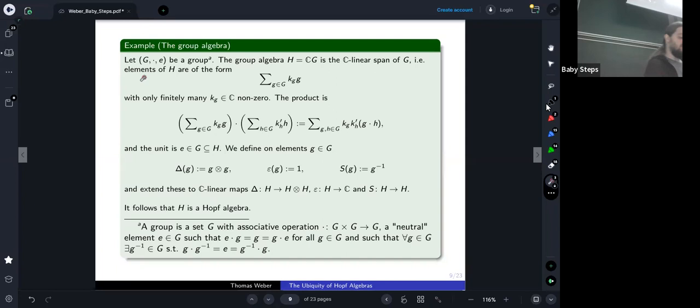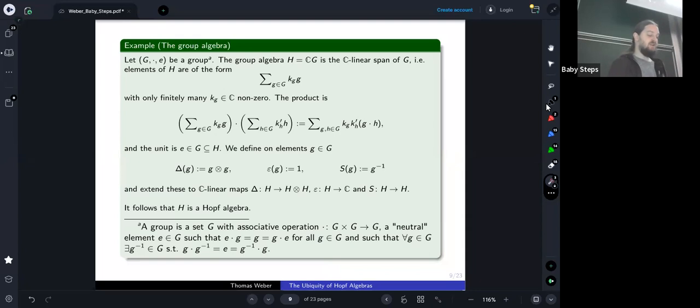So take any group. I think all of you know what the definition is. If you don't know, it's written here. It's just some set with an associative operation dot and a neutral element E that has these properties here, such that for every group element, there's also an inverse group element, meaning that those equations are satisfied. If you have any group, take a look at the group algebra, CG, and call this H.